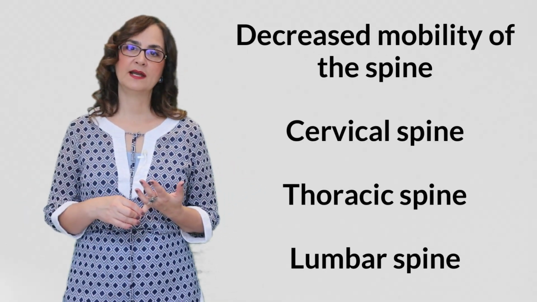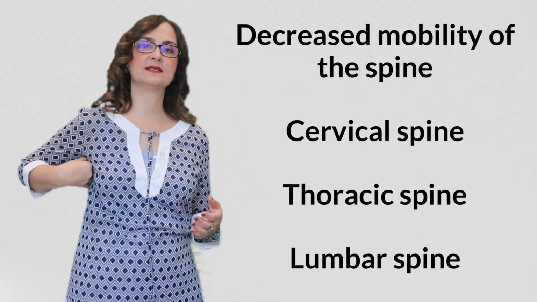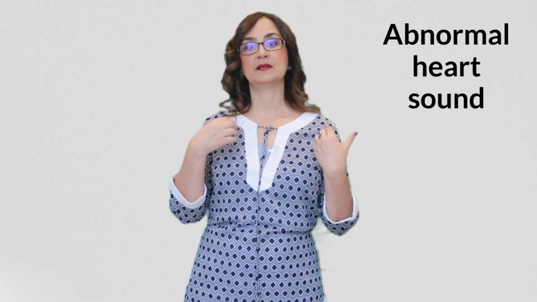Positive signs are signs that when they are positive, they suggest ankylosing spondylitis. These are decreased mobility of the spine. It could be the cervical spine, thoracic spine, or lumbar spine. That is why when we examine the patient, we measure the mobility of the spine in all directions: bending forward, bending backwards, sideways, and rotation. We also examine the eyes looking for uveitis. We examine the heart for an abnormal heart sound and the tendons for enthesitis.